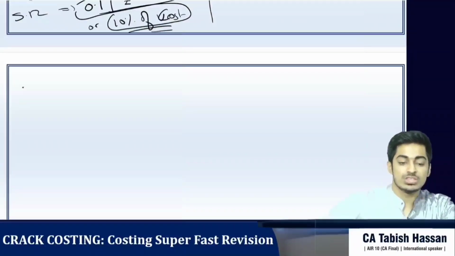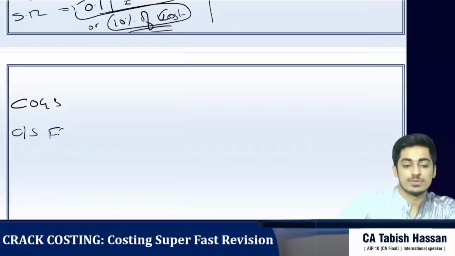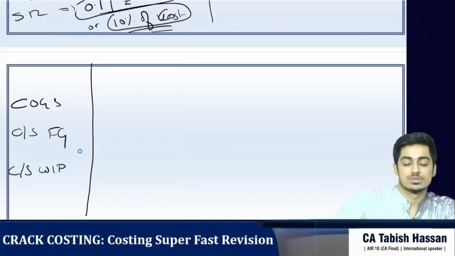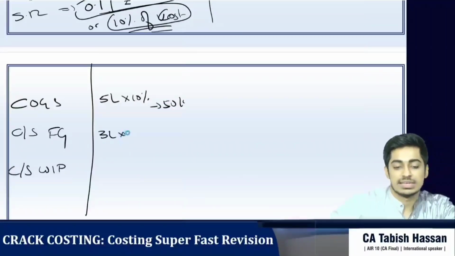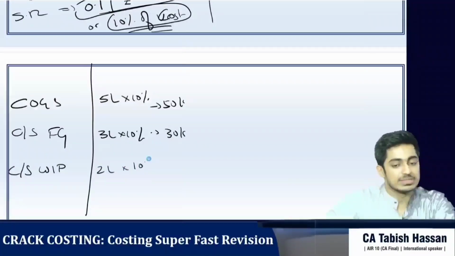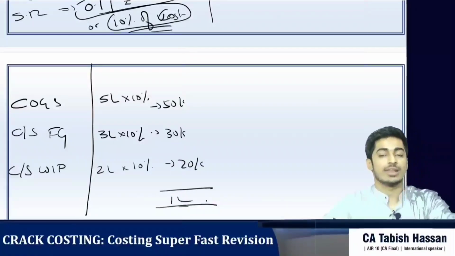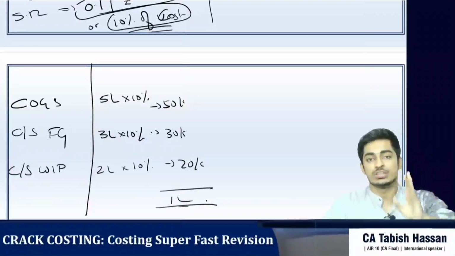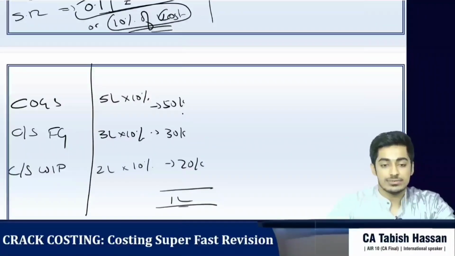So how do we charge it to the three accounts? It is cost of goods sold, closing stock of finished goods, and closing stock of work in progress. Here we had 5 lakh into 10%, which gives us 50,000. 3 lakh into 10% gives us 30,000, and 2 lakh into 10% gives us 20,000. This is how we distributed 1 lakh amongst the finished goods sold, finished goods unsold, and closing stock of work in progress. Clear till now?